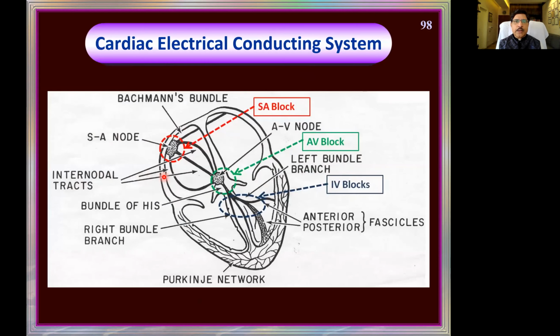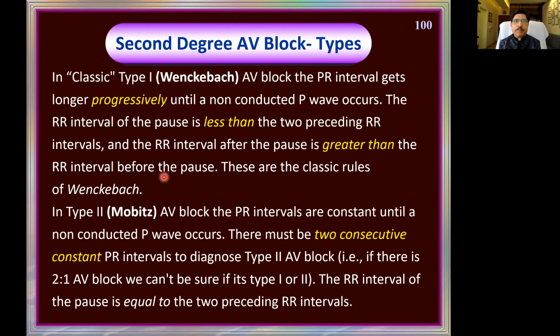Now we go to the second degree heart block. The second degree heart block is of two types. One is called the Wenckebach type. The other is called the Mobitz type. Mobitz is type 2. Wenckebach is the classical type 1. Type 1, the classical type of second degree heart block, means Wenckebach's phenomenon. Type 2 is not classical, that is called the Mobitz.